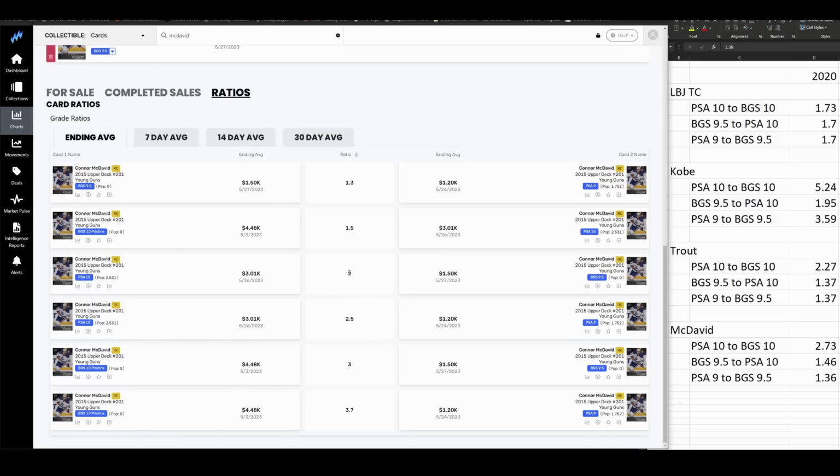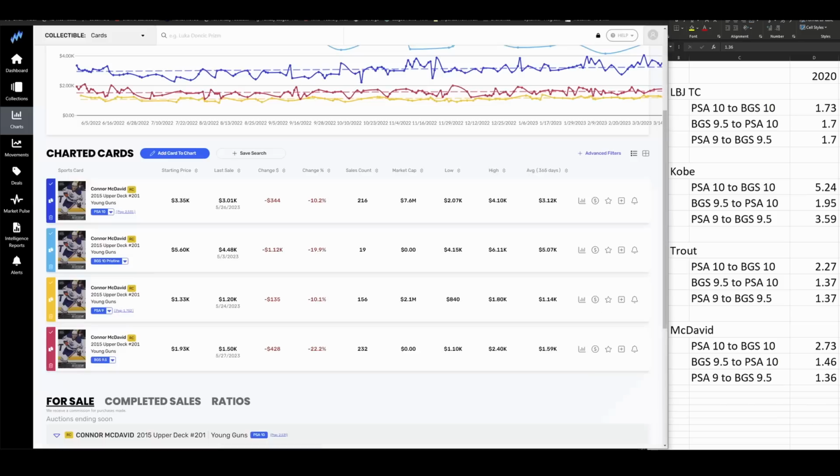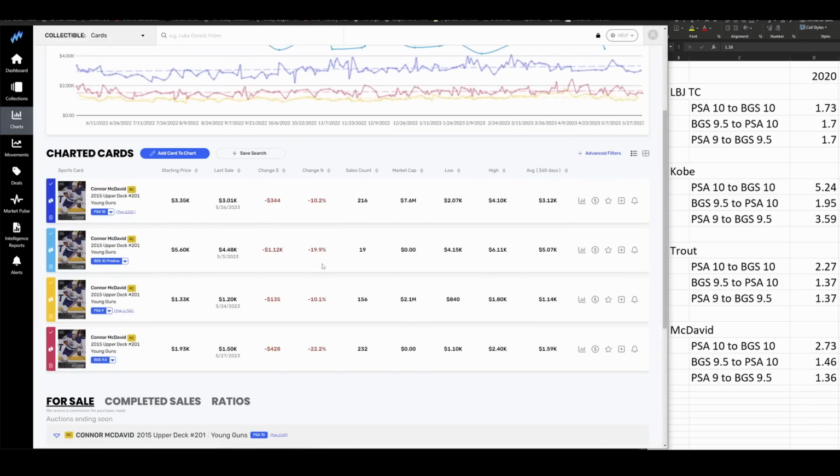And a BGS 9.5 compared to a PSA 9 has actually stayed pretty close in this case. Back in 2020, it was a 1.3x difference. In today's value, it is a 1.3 difference. And then once again, when we look at the last year, on McDavid, a PSA 10 is down 10%. A BGS 10 Pristine is down 20%. A PSA 9 is down 10%. And a BGS 9.5 is down 22%.